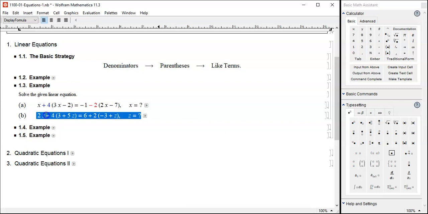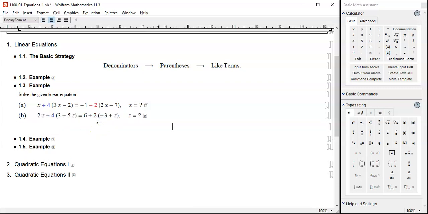Okay, here's the next problem. How do we handle this? This negative 4 is going to be distributed around, and this positive 2 will be distributed around, all right? 2z, let's see, minus 4 times 3, what is it? Minus 12. Now, minus 4 times 5z, what is it? Minus 4 times 5, negative 20z.